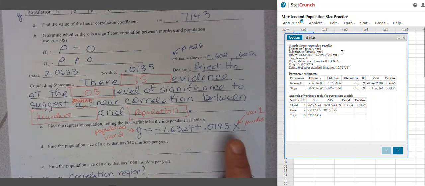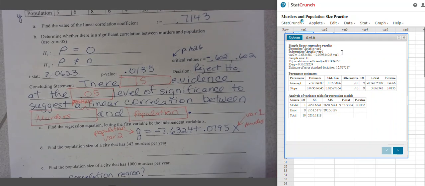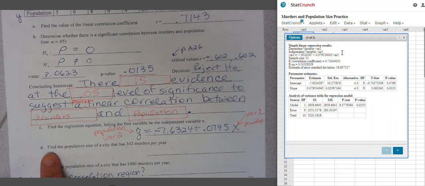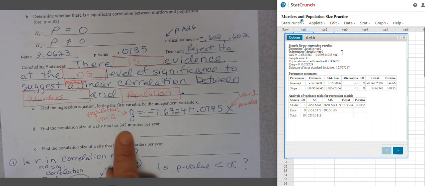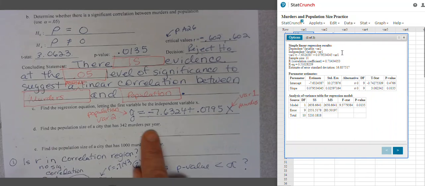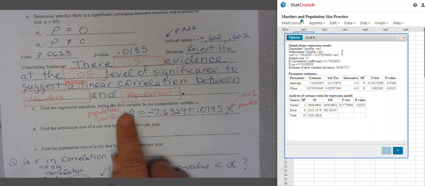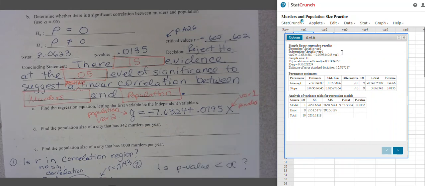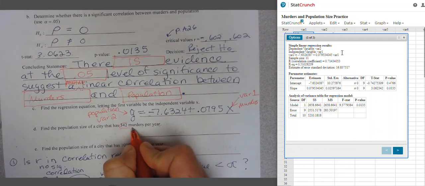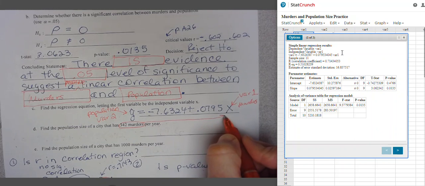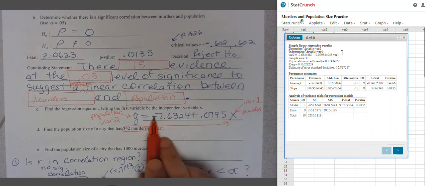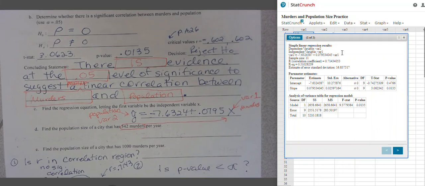So here's the equation of the line that we're going to use, and what we do with that is we can make predictions. This question says, find the population size of a city that has 342 murders per year. We've established that we have correlation, and this is the regression equation we can use to figure this out. This 342 number is murders. We plug that in where x is, do the computation, and that's going to give us the population size.